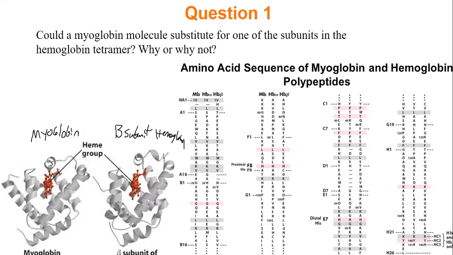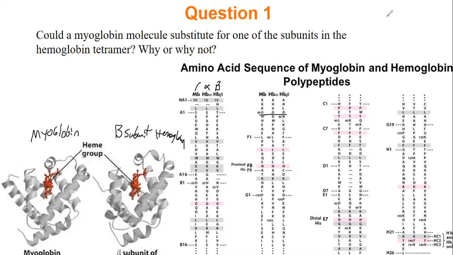There's not much difference. If we compare the sequence of myoglobin to the alpha subunit of hemoglobin and the beta subunit of hemoglobin, there's hardly any difference, right? There might be a difference, but there's not that much structural difference between the subunits. So let's say you had a mutation that replaced one of your hemoglobin subunits with myoglobin. Would this work? Why or why not?